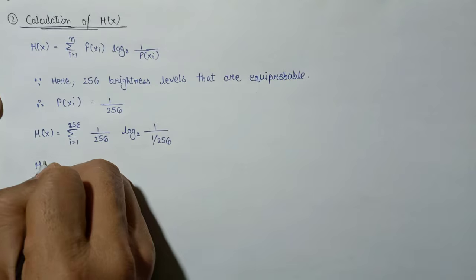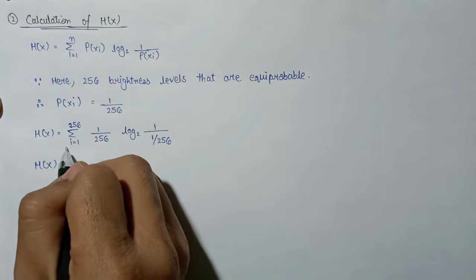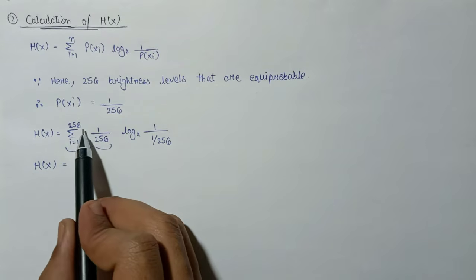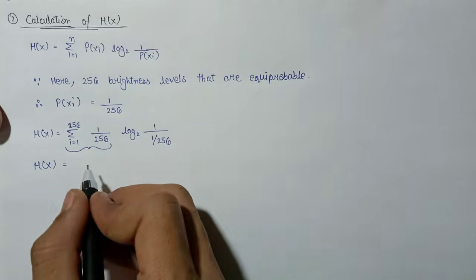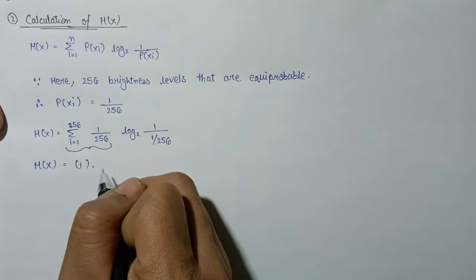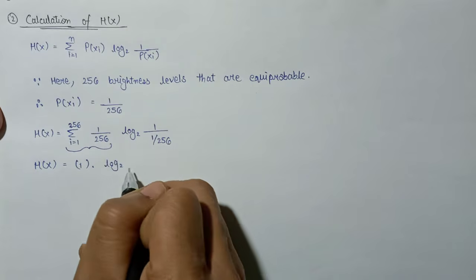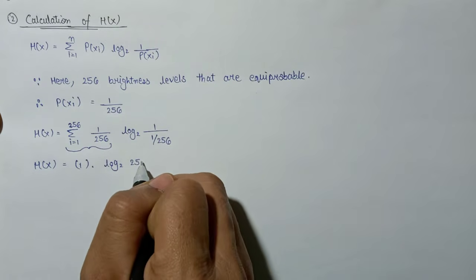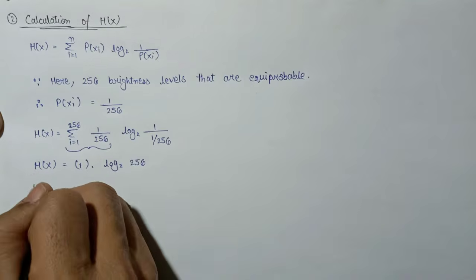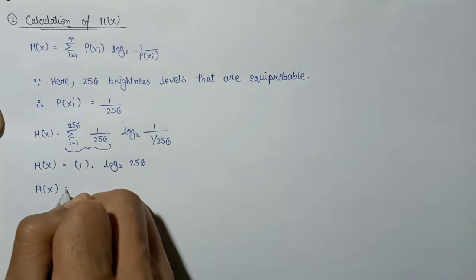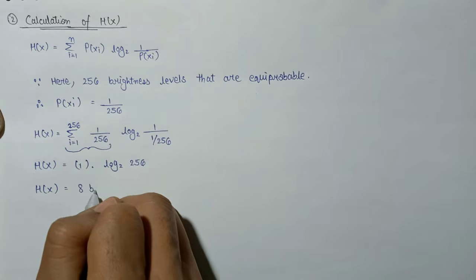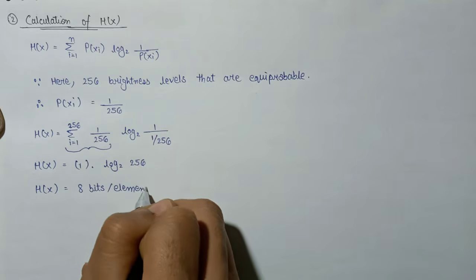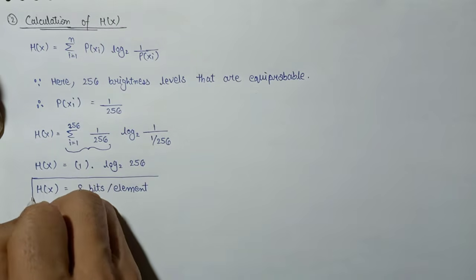Now in the value of H(X), the summation i equals 1 to 256 of 1 over 256 results in 1 only, and in multiplication with log base 2, the 1 over 1 by 256 becomes 256 only. So the final value of H(X) comes out to be 8 bits per element. So this is the value of entropy that we calculated.